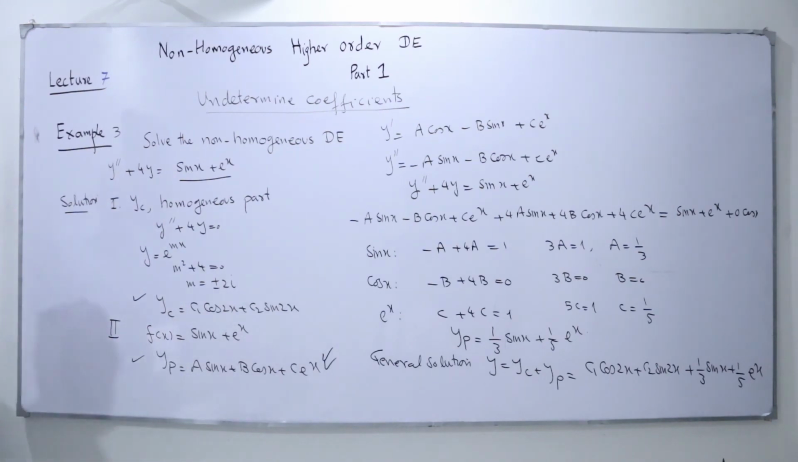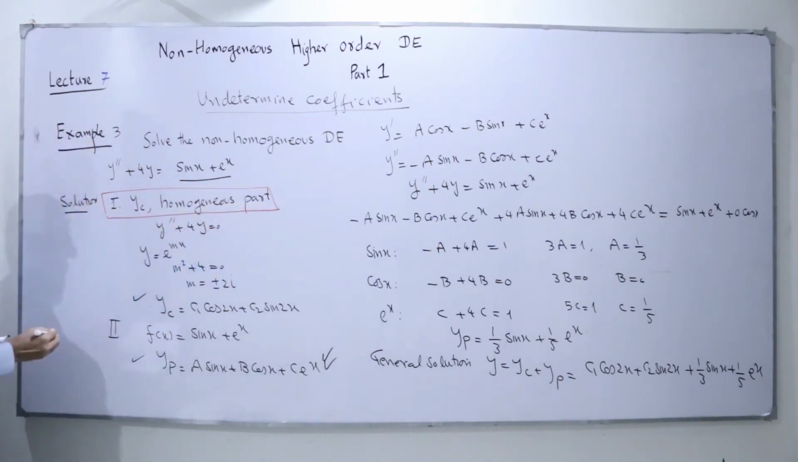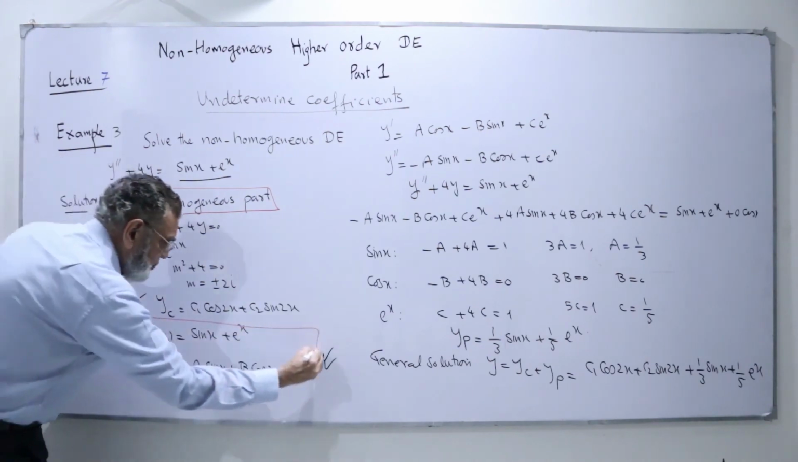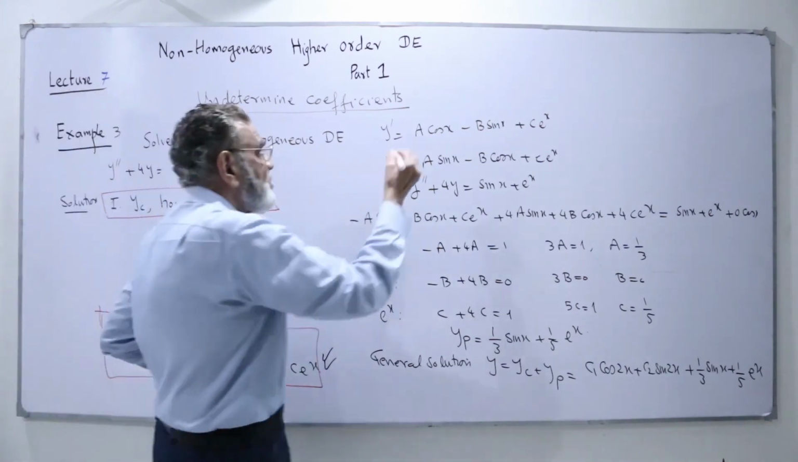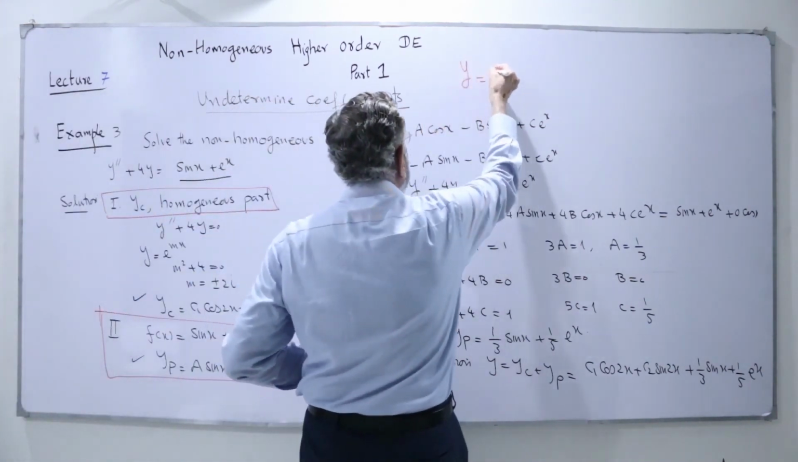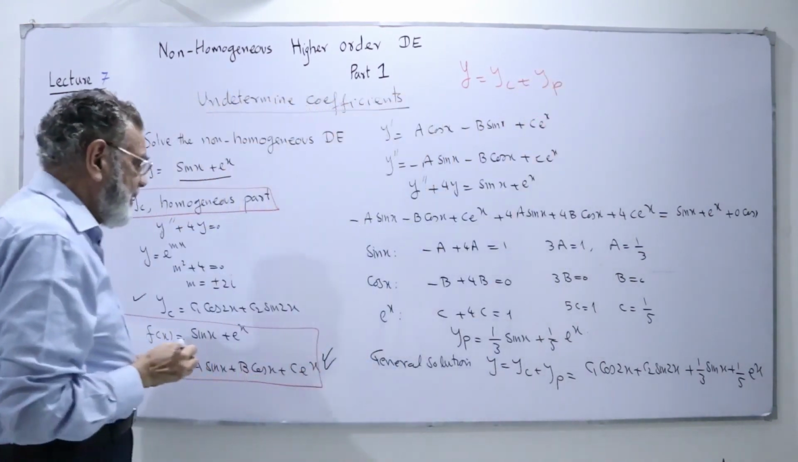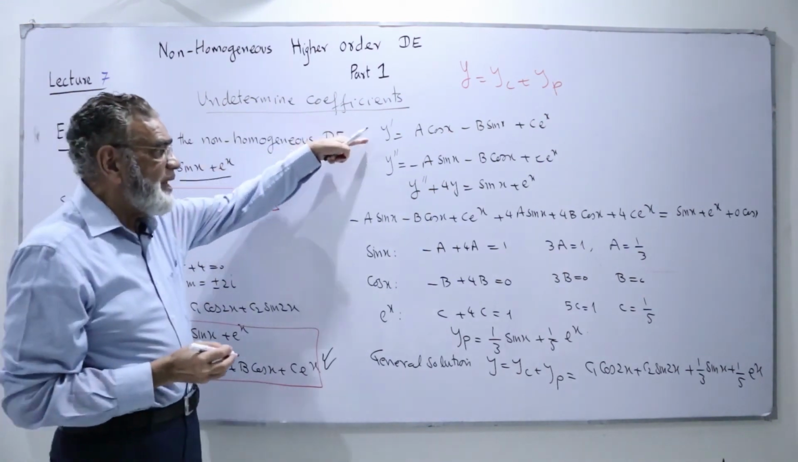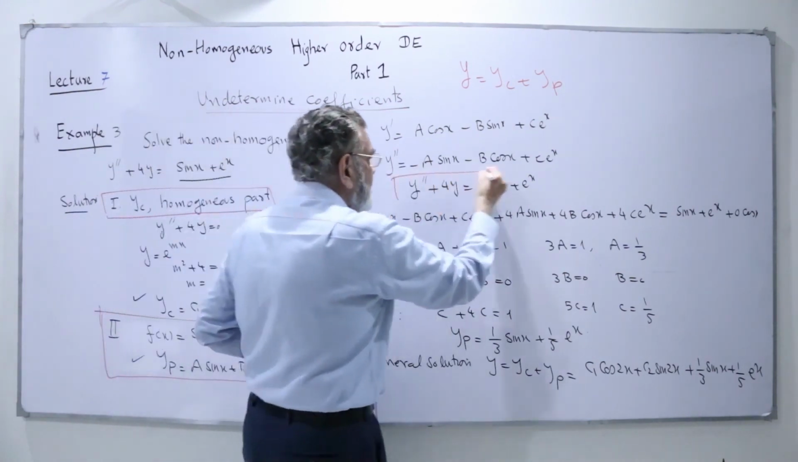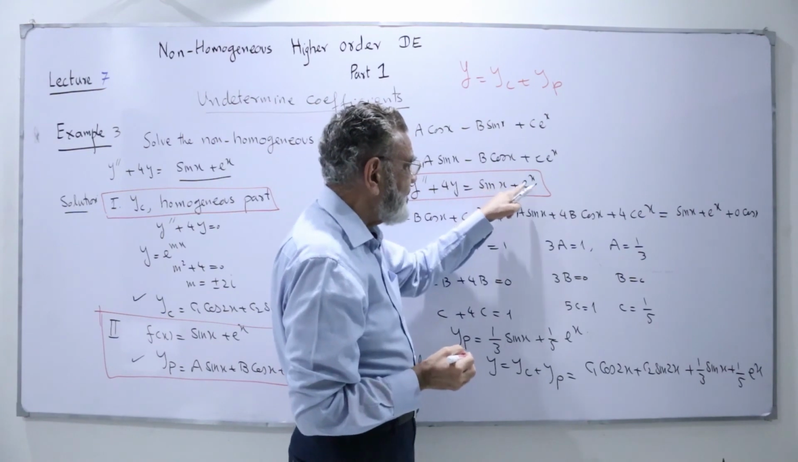Again, revising it. We have two parts. One part is to find the solution yc, the homogeneous part. The second part is to find the solution for f of x, and that's yp. So the general solution is y equal to yc plus yp. We found yc. For yp, we substitute into our differential equation. We need y dash and y double dash, and substitute them into our differential equation, where y double dash plus 4y is equal to sine x plus e to power x.